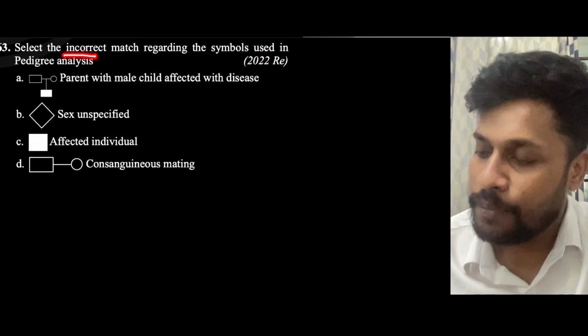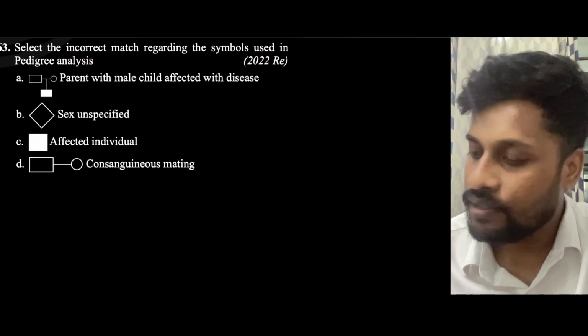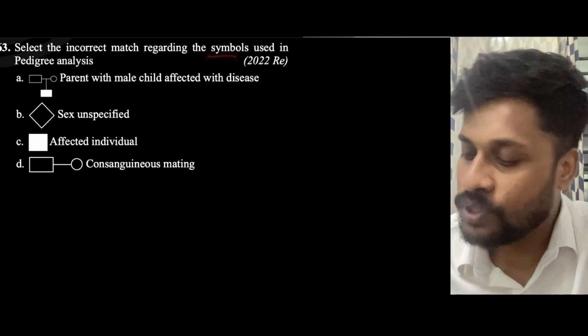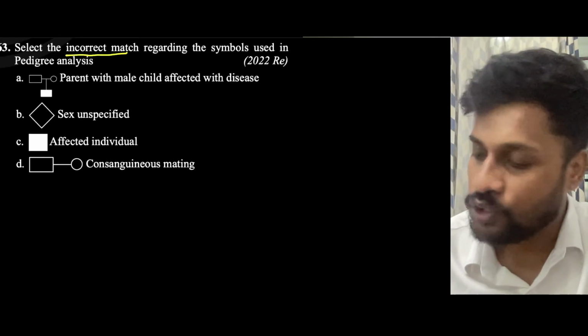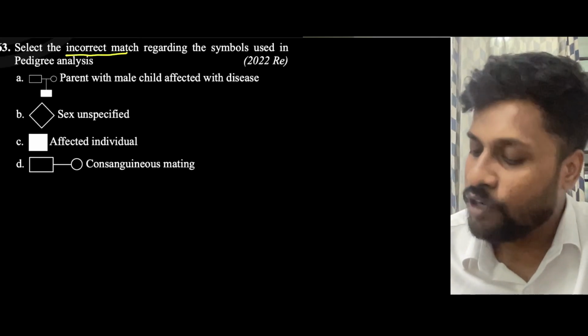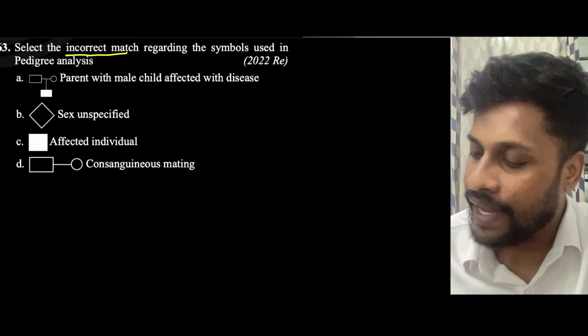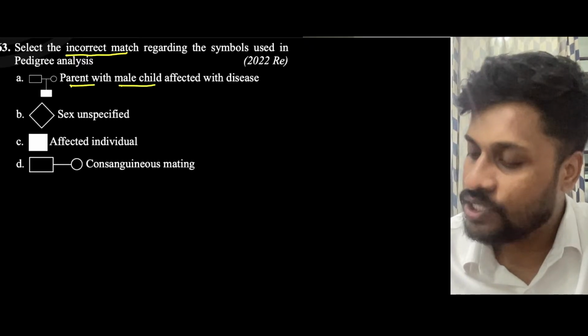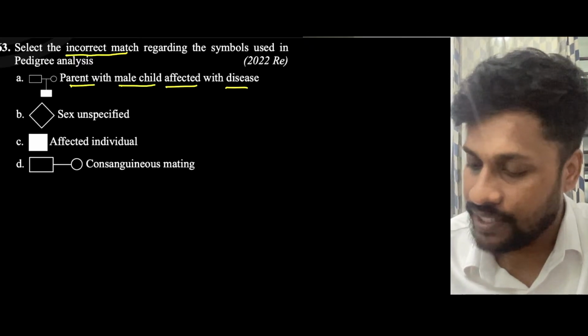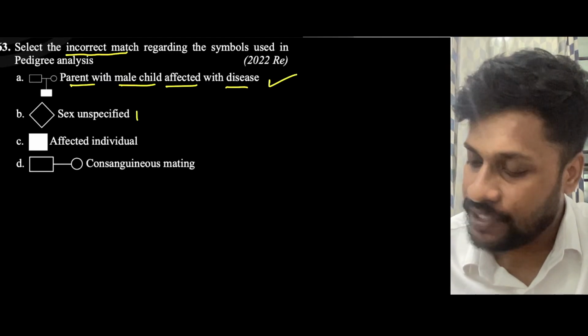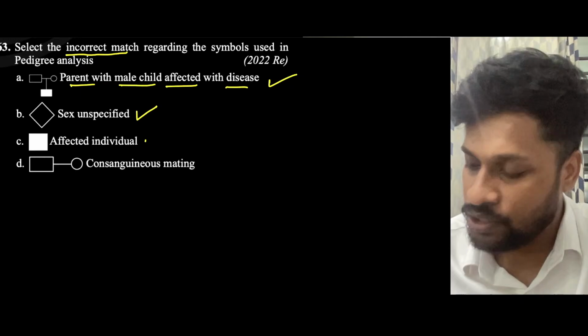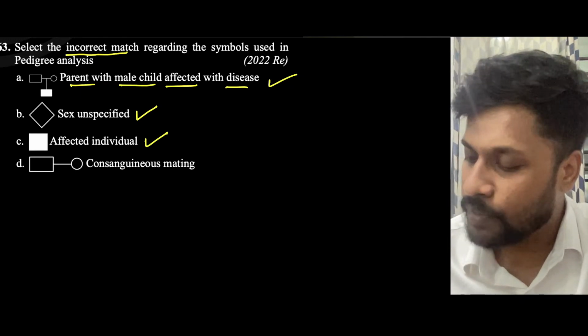Select the incorrect match regarding symbols used in pedigree analysis. What will be the answer? Parent with the male child affected with the disease. Yes, this is true. Sex unspecified, true. Affected individuals, true. Consanguineous mating, this is wrong.